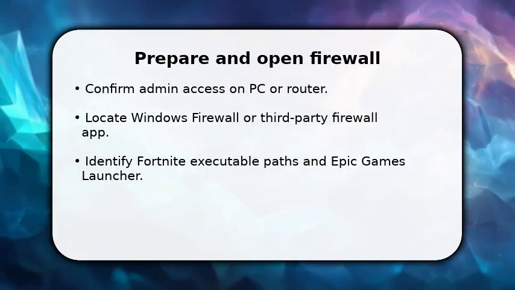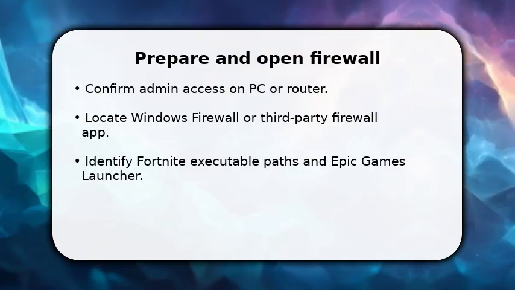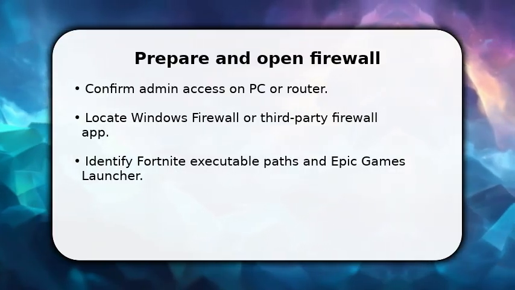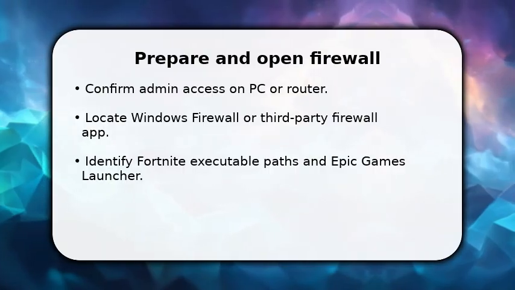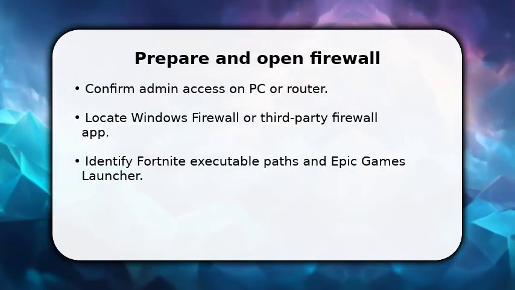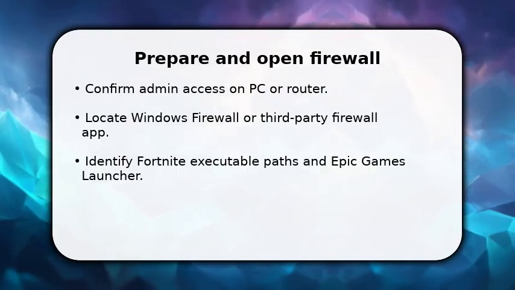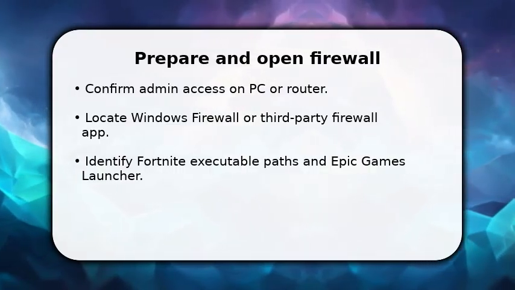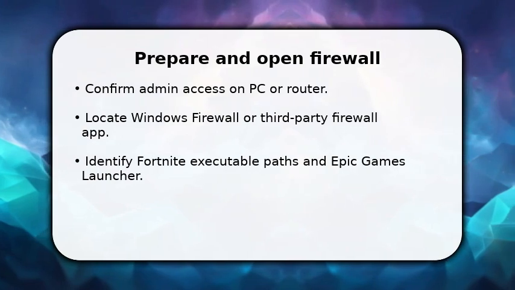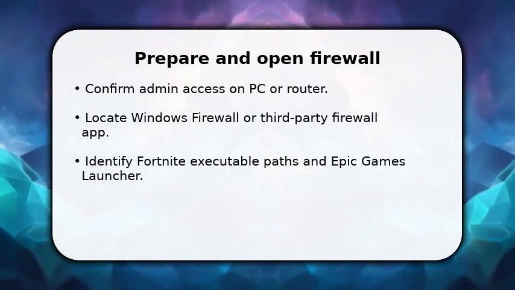Next, locate the Fortnite and Epic Games launcher executables on disk so you can reference exact paths when creating rules. Once done, pause on the executable details. Exact paths prevent accidental blocks. This step sets a clean foundation, so the system knows which programs to allow through the firewall.